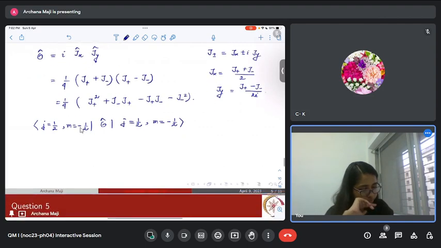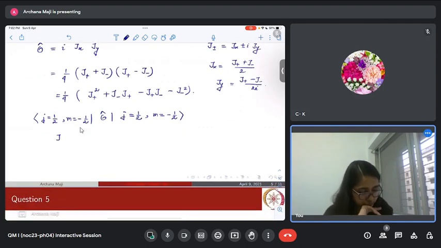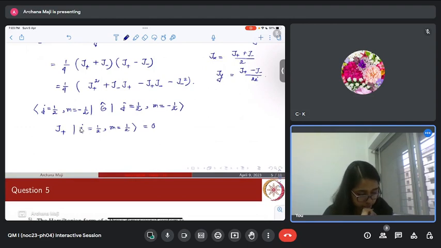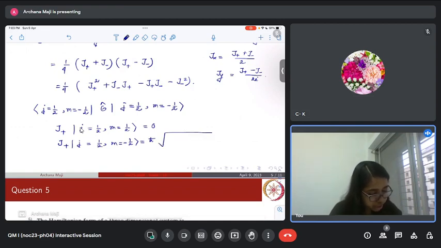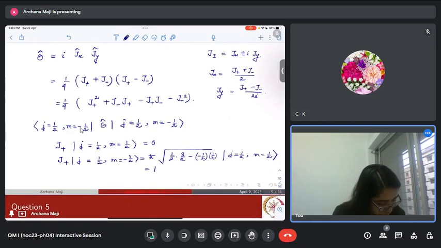Okay, now you know how J plus acts on it. When J plus acts on J equal to half, M equal to half, that gives 0. This is the J, M equal to J state, so J plus has to give 0. J plus acting on J equal to half, M equal to minus half will give you h cross times the square root of J into J plus 1, that is half into 3 half, minus M into M plus 1, minus half times half, which is 3 by 4 plus 1/4, so 1. So h cross times J equal to half, M equal to half.